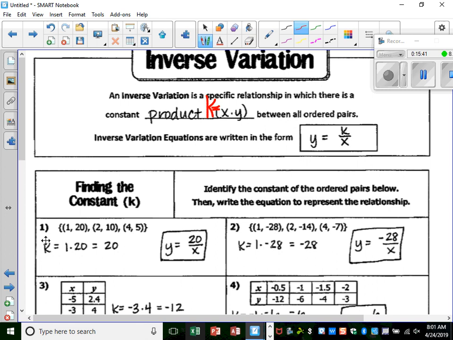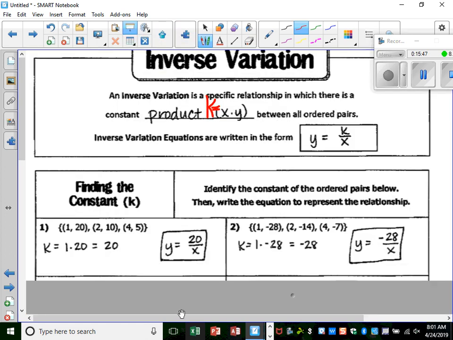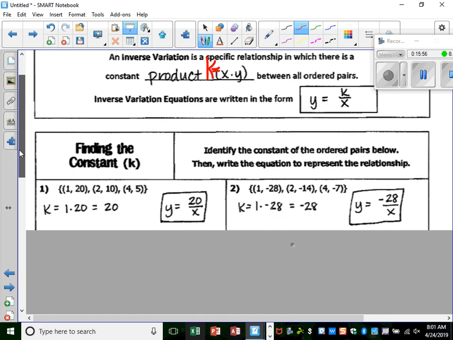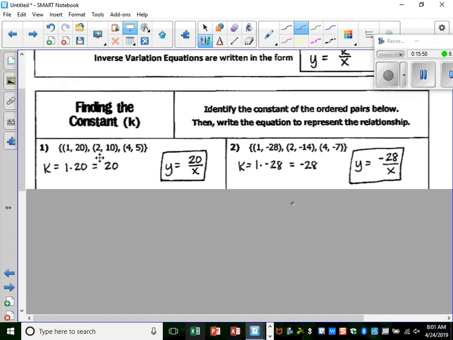Okay. All right. So let's go ahead and do some, just like we did with direct variation, we're going to find k. So remember, k now is multiplying x and y together instead of dividing. So 1 times 20 is 20. If you did 2 times 10 is 20. 4 times 5 is 20. So your constant is 20. And we write it as y equals k over x, so 20 over x. Again, multiplying your 2 numbers together every single time, you will get -28. So y equals -28 divided by x.